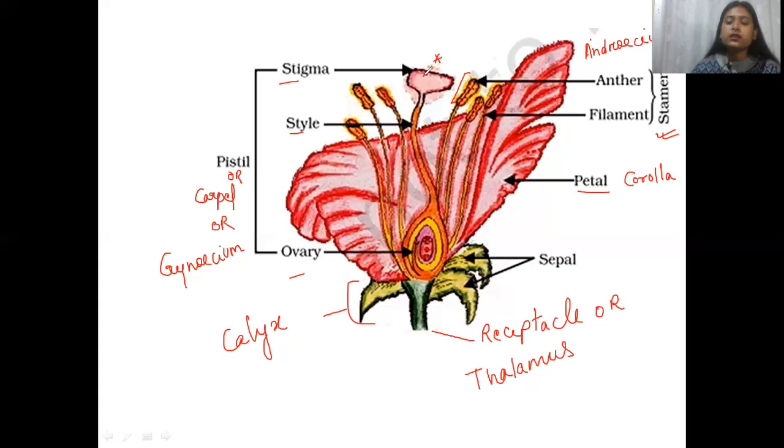So our main center of focus now is the gynoecium, because the male gamete has to reach the female gamete. So now we are just going to see what kind of processes occur so that fertilization actually takes place. Okay, so I will explain that with the help of another diagram.